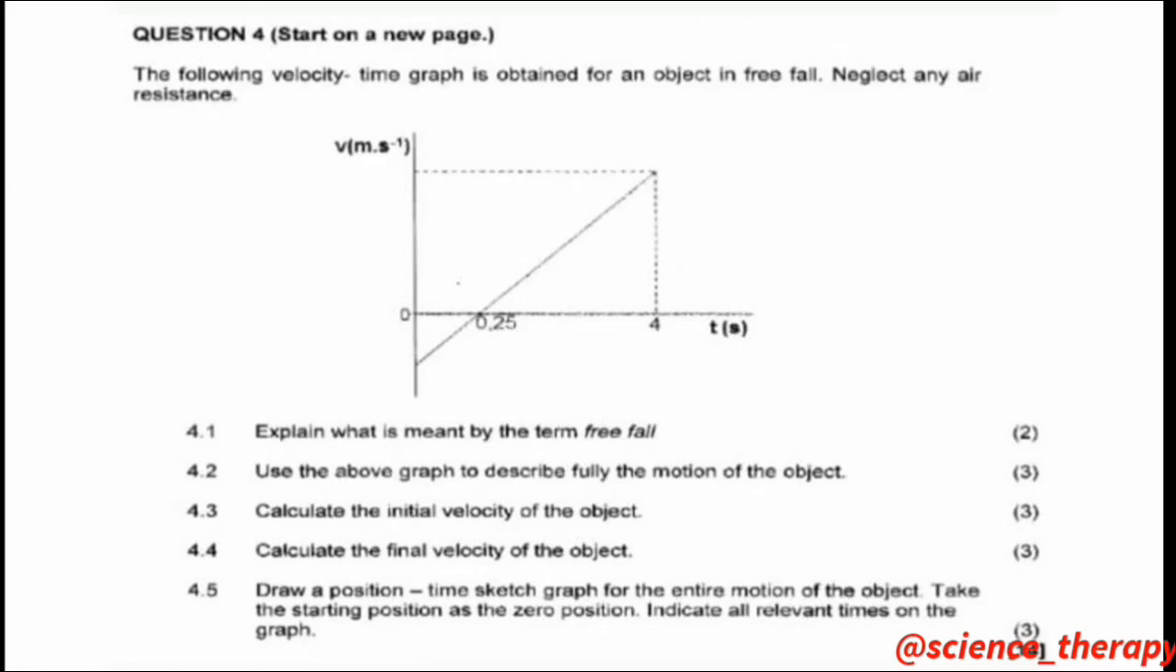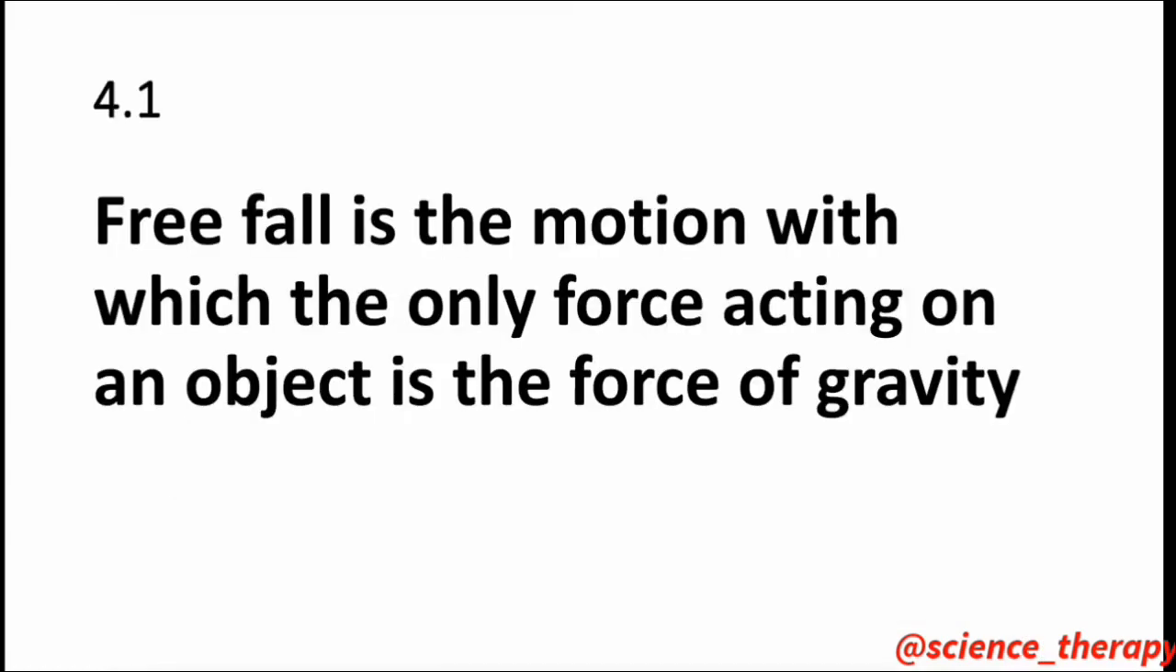So we are given question 4. It says the following velocity time graph is obtained for an object in free fall. Neglect any air resistance. Then 4.1 says explain what is meant by the term free fall. So let's run quickly to that. Free fall is the motion in which the only force acting on an object is the force of gravity. So that's how you define it for 2 marks.